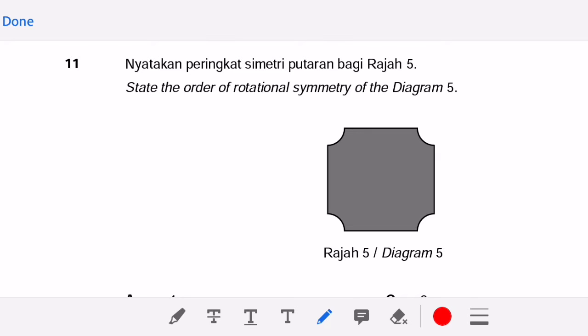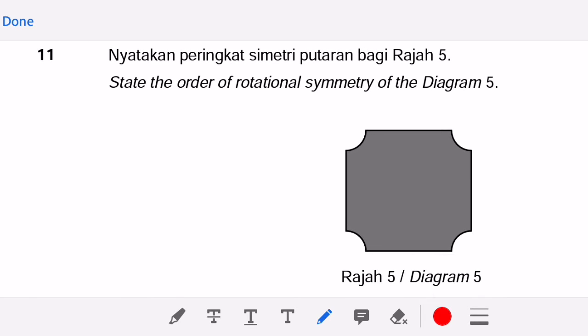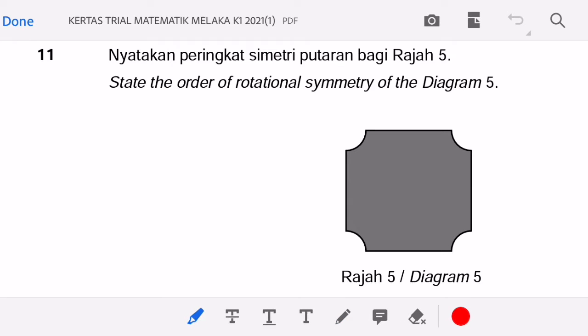Alright, so we will have a continuous series of videos to help you pass your mathematics, and not only pass, I think you may get A or A plus if you are serious. So question number 11, let's go through the question. First of all, we read the BM version. Nyatakan peringkat simetri putaran. State the order of rotational symmetry.